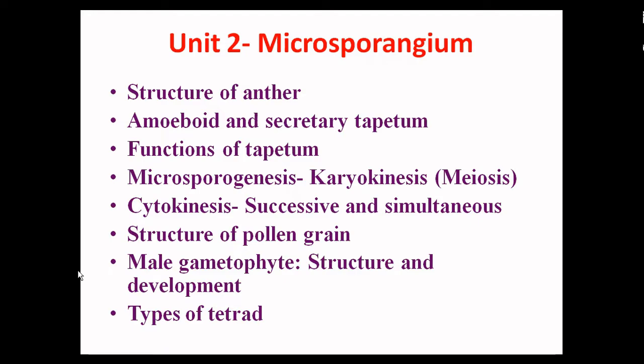Then we discussed the various types of tetrad, which are classified on the basis of the arrangement of the four pollens in the tetrad. They are linear tetrad, isobilateral tetrad, tetrahedral tetrad, decussate tetrad and T-shaped tetrad. So in the last unit we talked about the microsporangium.